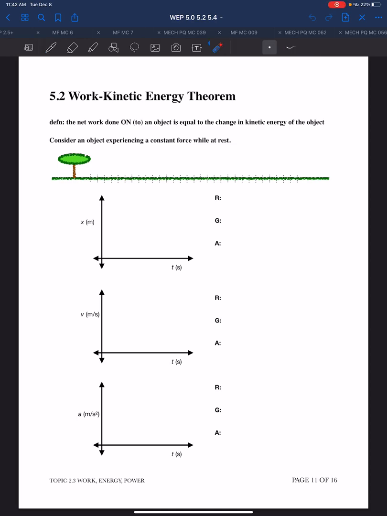So in this installment, we're going to look at the work kinetic energy theorem. In our definition, the net work done on an object is equal to the change in kinetic energy of the object. So the net work done equals the change in kinetic energy of the object.